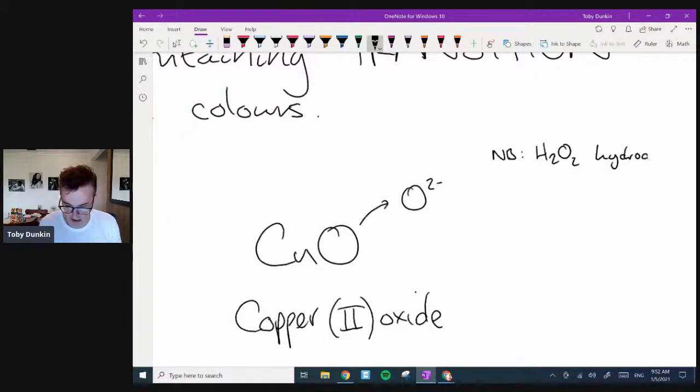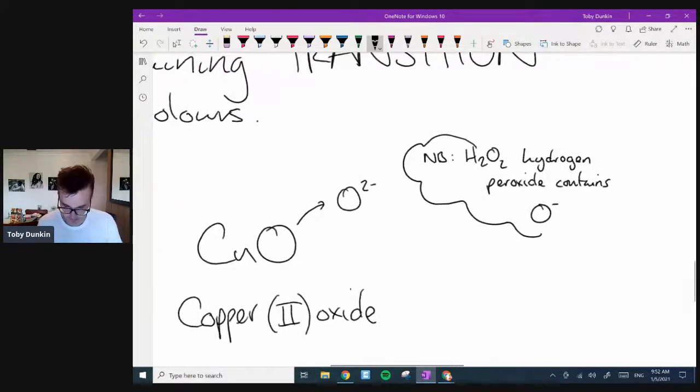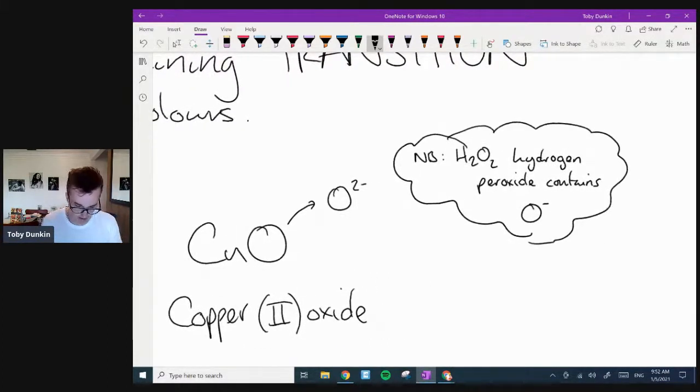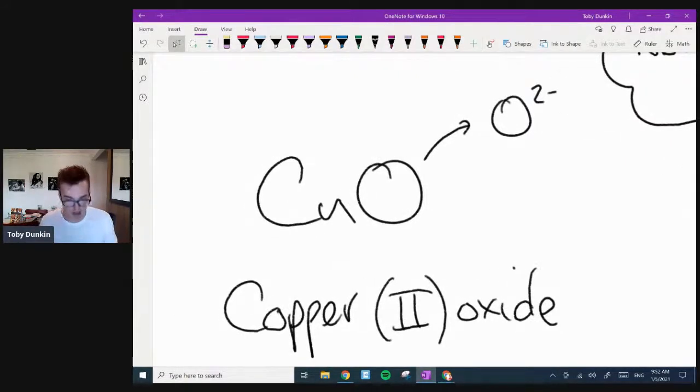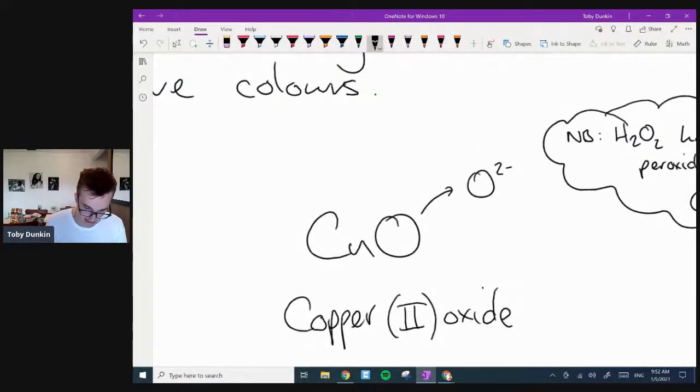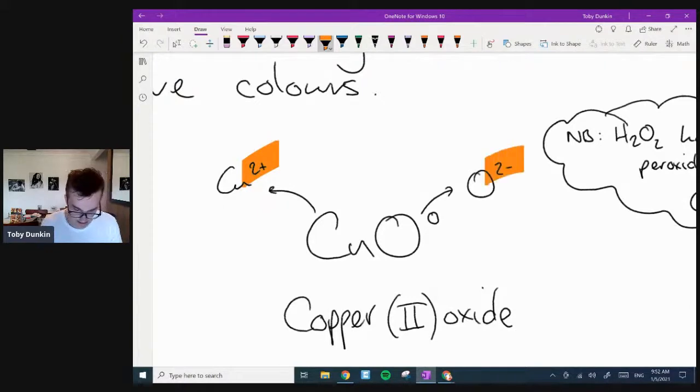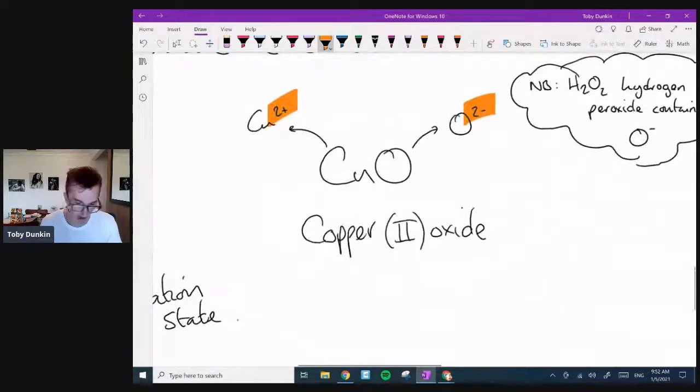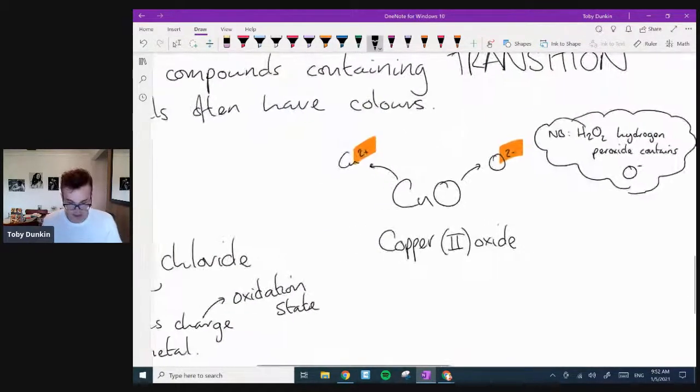Hydrogen peroxide contains O1-. That's a nota bene, folks. Really important for Edexcel too. But all the other times, it's 2-. What that means is, for us to have an overall charge of no charge, that must be bringing Cu2+, because the charges now cancel out, to give us no charge at all on the formula. So that's copper 2 oxide.